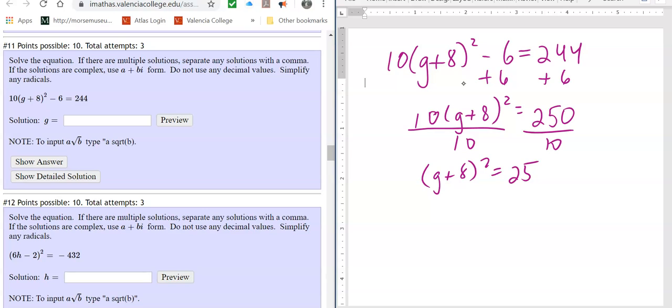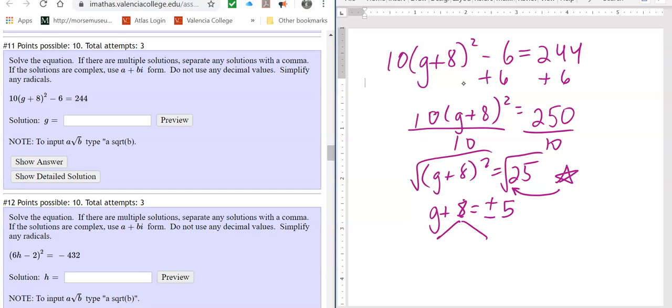All right. Once you get the squared expression alone, you take the square root of both sides. And remember, when you take the square root of a square, you're going to get the radicand. Now, this is the tricky part. The square root of 25 is plus or minus 5. Okay? So this is the part you're going to be careful of. It's going to be plus or minus.